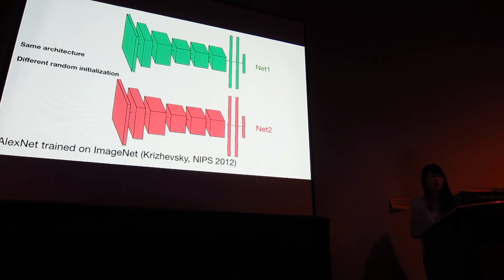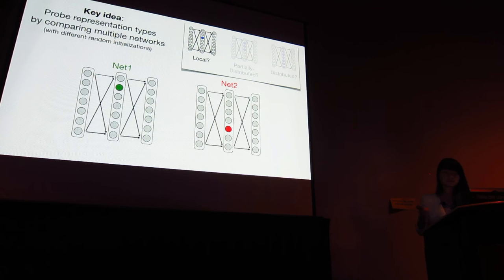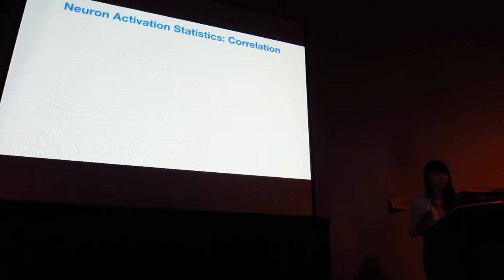In this study, we use the AlexNet architecture and train on ImageNet. We train the networks here, Net1 and Net2, with the same architecture but different random initializations. Note that they converge to pretty much similar performance. The first part of the talk will be probing for the presence or absence of the local code. To do this, we will see if we can find units that match one-to-one between two networks.